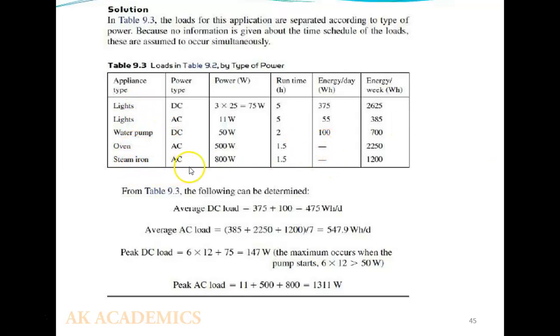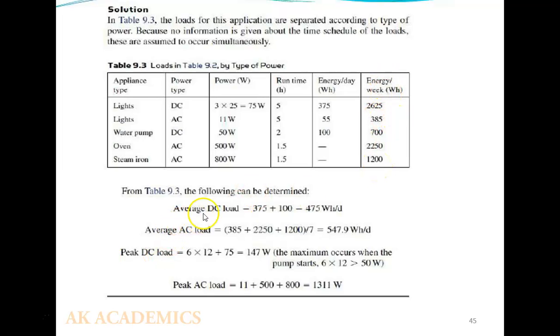Okay, then we have the steam iron that is used just once a week. So we have 800 multiplied by 1 multiplied by 1.5, and that will give us 1,200. So you can see that we know the total energy consumption by all the load appliances on a daily basis and on a weekly basis.